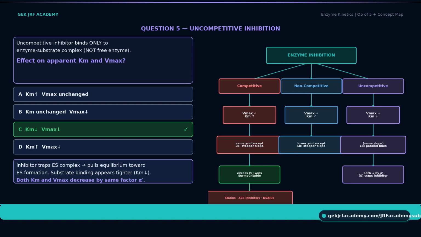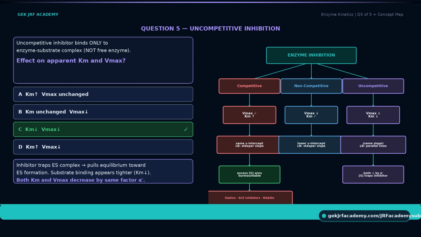The answer is C. And the counterintuitive result is that Km decreases when the inhibitor binds only to the enzyme-substrate complex. It pulls the equilibrium toward complex formation. Substrate binding appears tighter than it actually is. Both Km and Vmax decrease by the same factor.